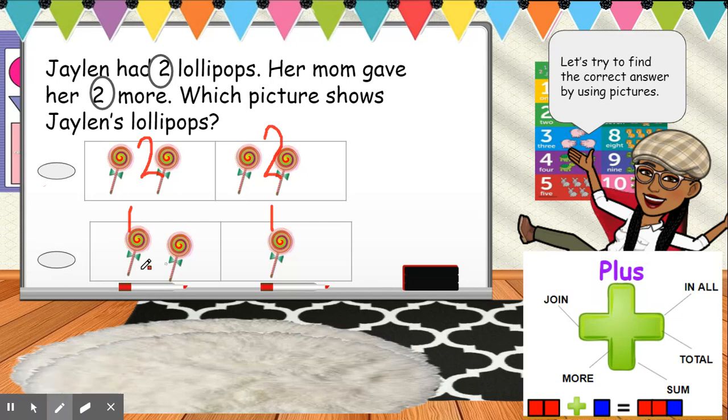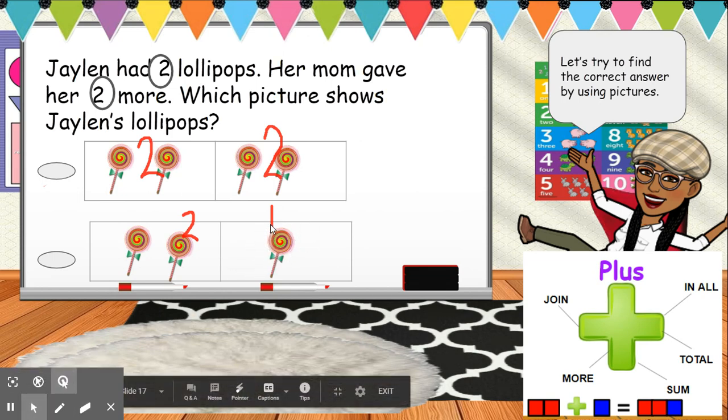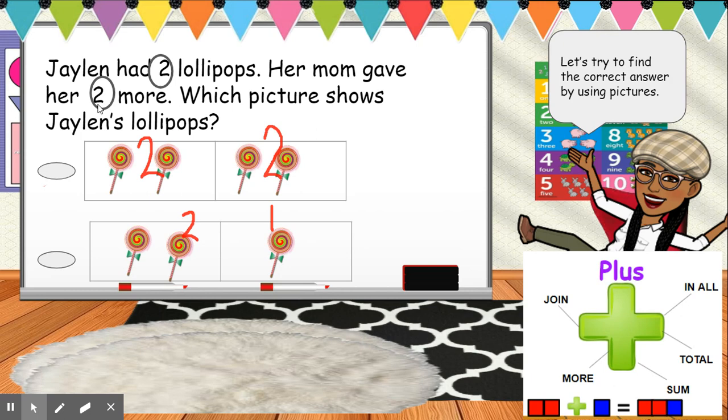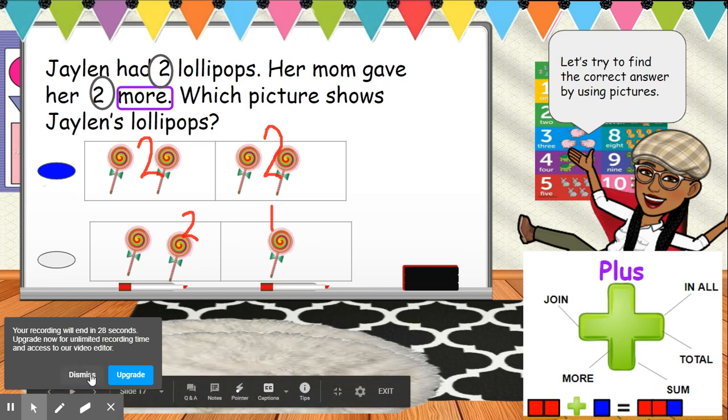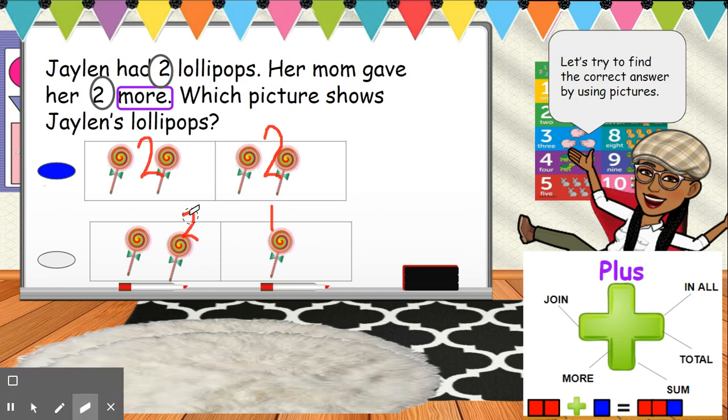Let's look at the second group. How many lollipops are in the second group? Let's count. We have 1 and 2. Okay, so we have 2. So let's erase this 1 so we don't get confused. And how many lollipops are in our second group? Yes, 1. Okay. Now remember, we have to pay attention to our numbers. We have 2 and 2. So which answer has 2 and 2? Yes, the first one. The first answer has 2 and 2. Good job. Miss Blanks is going to erase.